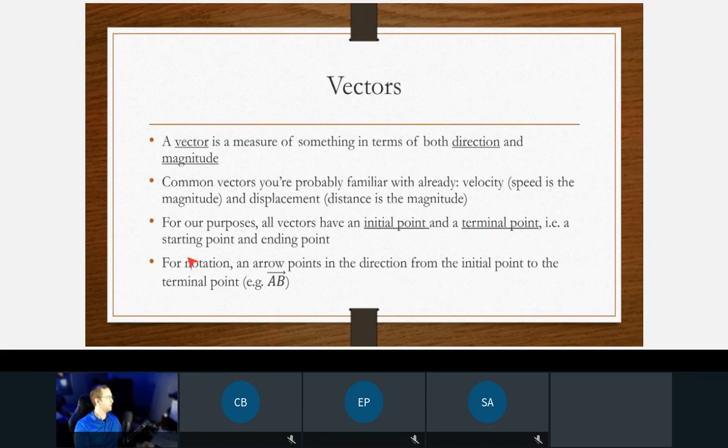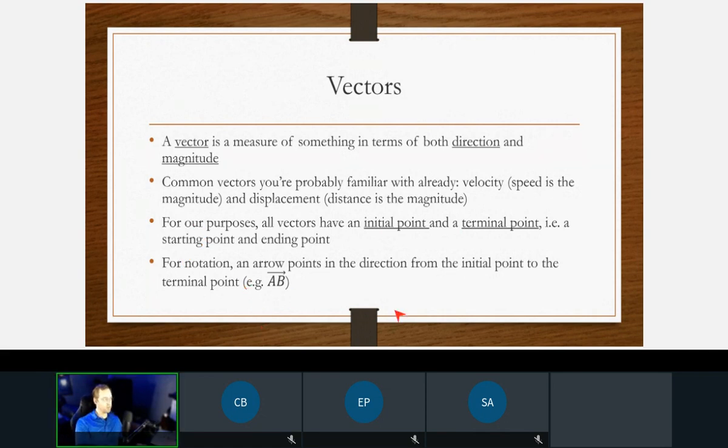But anyway, for our purposes, all vectors have an initial point and a terminal point. So that's important also. I'll be talking about initial points and terminal points towards the end of this lesson, especially when dealing with something we're going to learn about called component vectors or component form, which we'll get to soon.